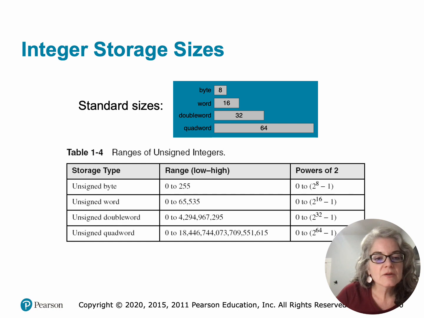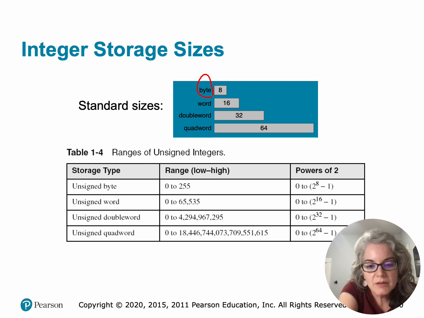And we always know that 1 byte equals 8 bits. So here we're going to look at the ranges of unsigned integers, and I don't know if I went over this, but unsigned integers are always going to be positive. Signed integers, which we'll talk more about in a minute, can be positive or negative.